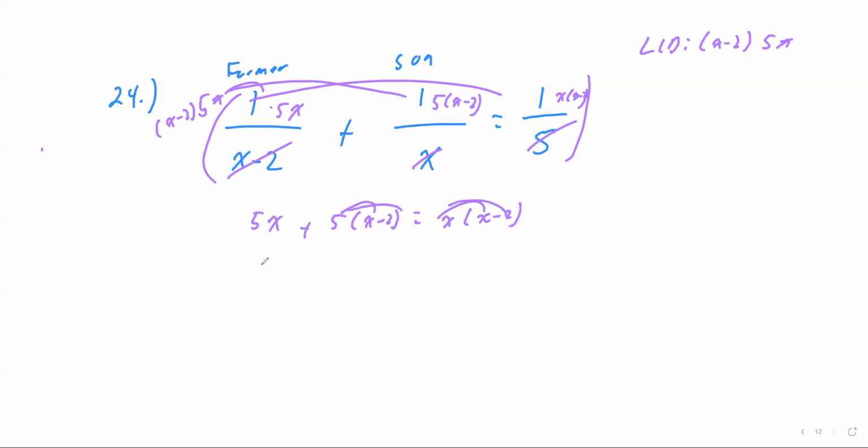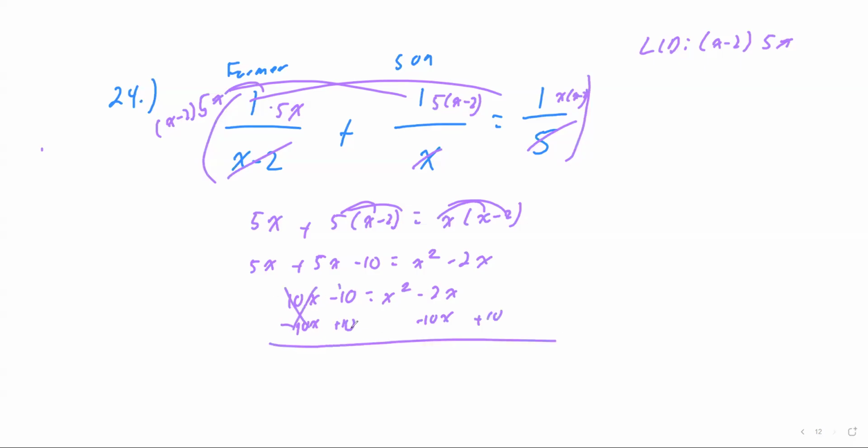Distribute. Get rid of those parentheses. So that'd be 5x plus 5x minus 10 equals x squared minus 2x. So in this case, combine like terms. So that's 10x minus 10 equals x squared minus 2x. I see it's a quadratic, so I'm going to move everything over. So that's minus 10x, plus 10, plus 10. And I'll get 0 equals x squared minus 12x plus 10.